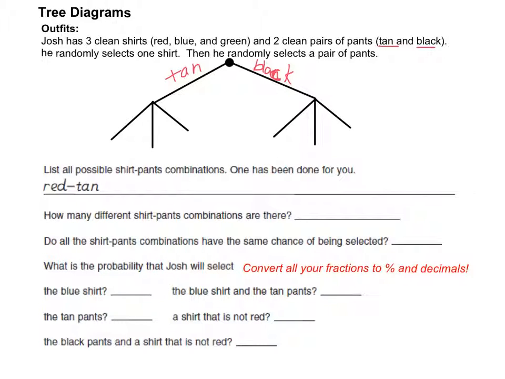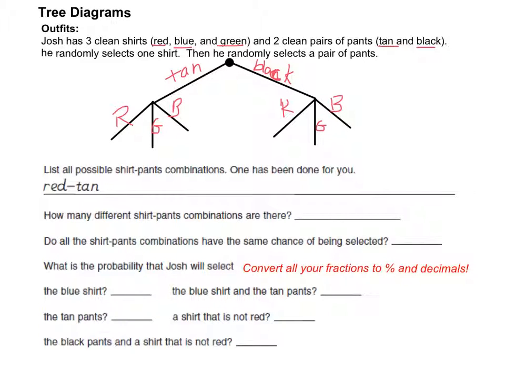And then we could label that he has 3 shirts, and so he could choose a pair of tan pants with the red shirt. He could wear tan pants with the green shirt, or tan pants with the blue shirt. He could also have worn the black pants with the red shirt, the green shirt, or the blue shirt.